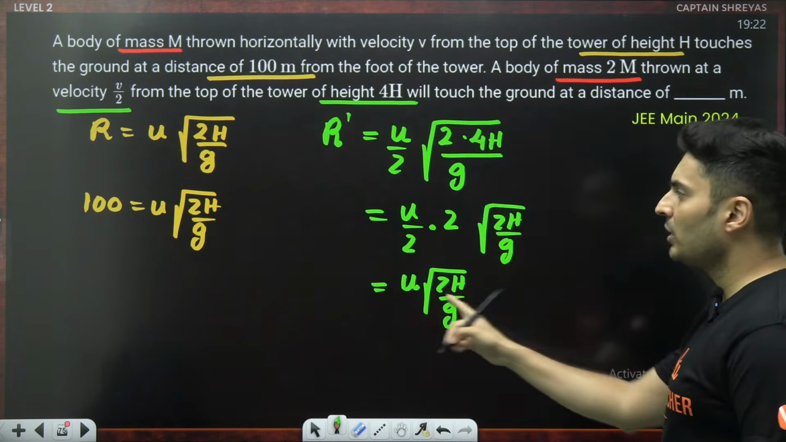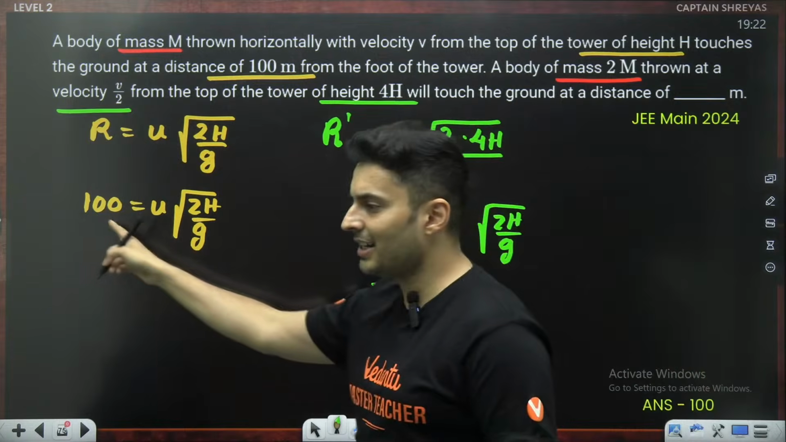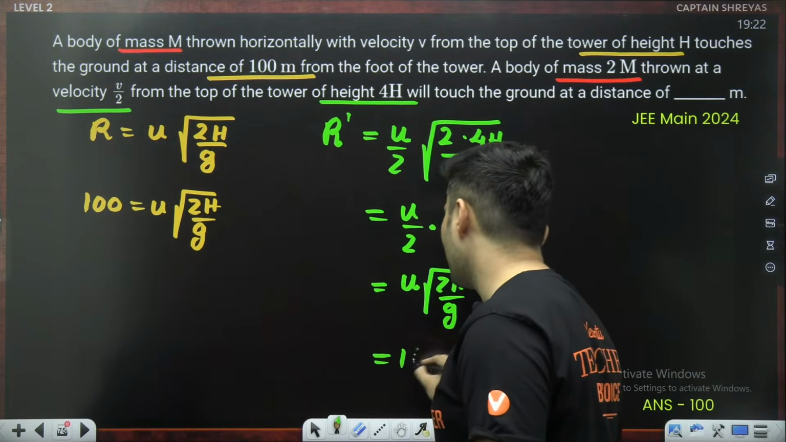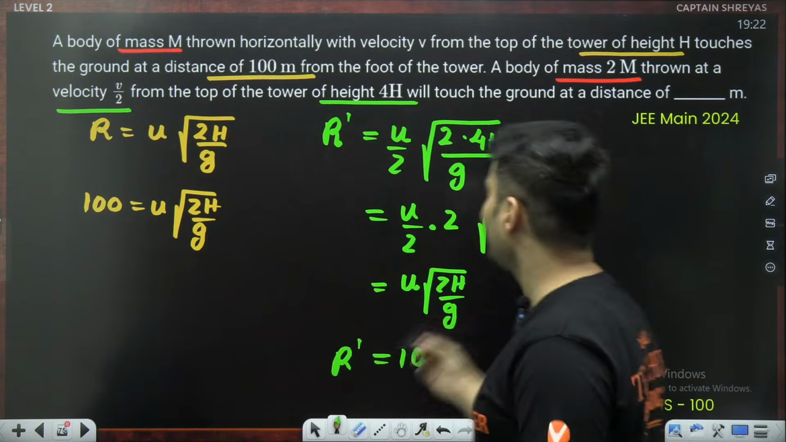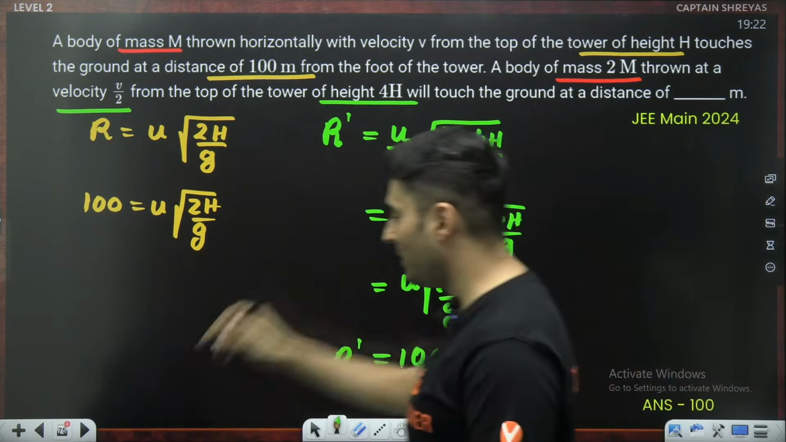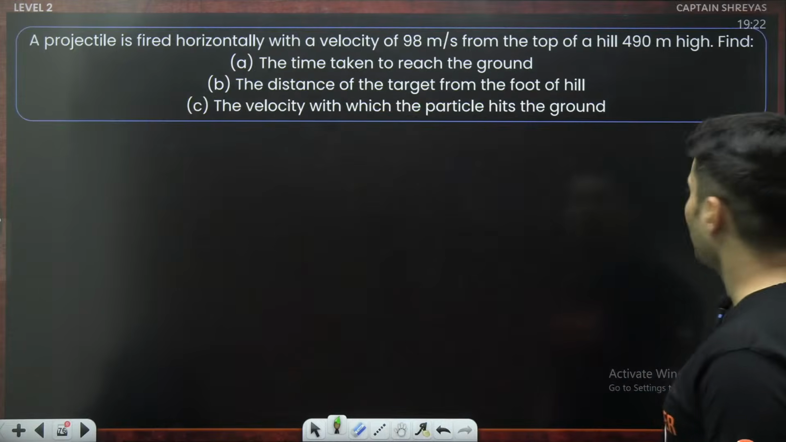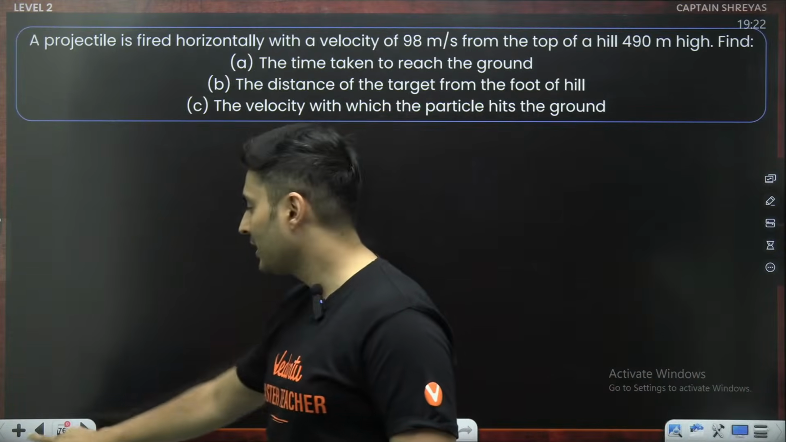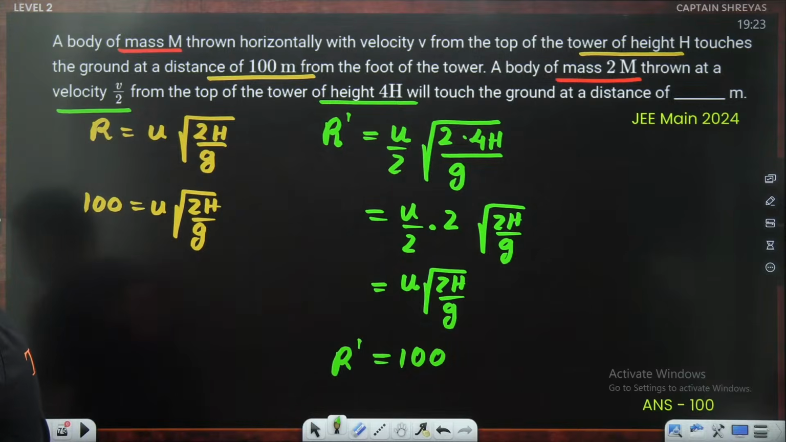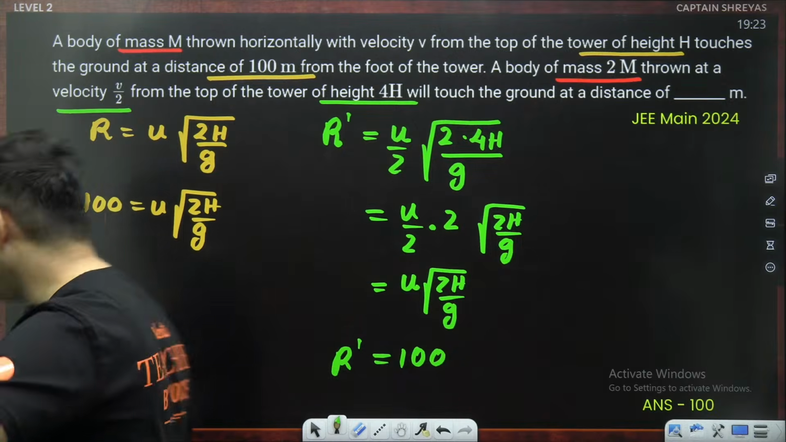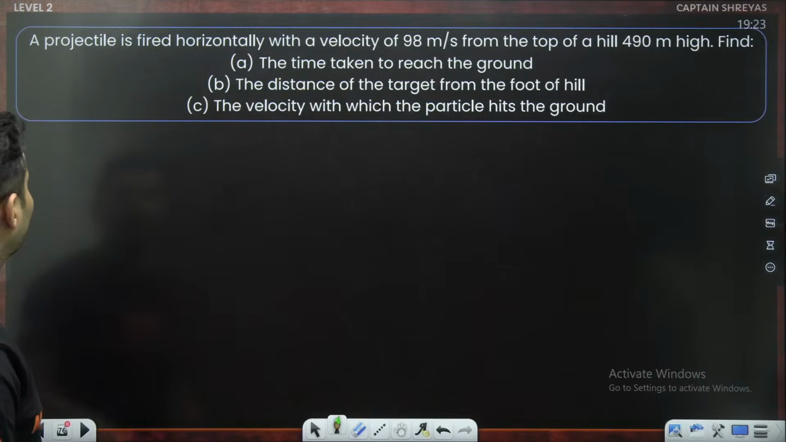Oh, wait a minute. U root 2h by g is 100. Oh my god, this is just 100. Who are we fooling? So the new range is also going to be 100. This was a JEE Mains 2024 question. The answer is not mentioned here, but yeah, the answer is 100 meters. It's the same. It has not changed. Simple, easy peasy, lemon squeezy. Can we go ahead? Okay, let's move on.